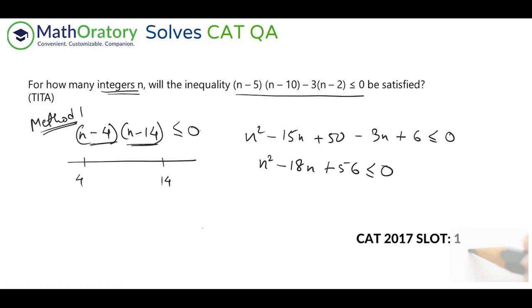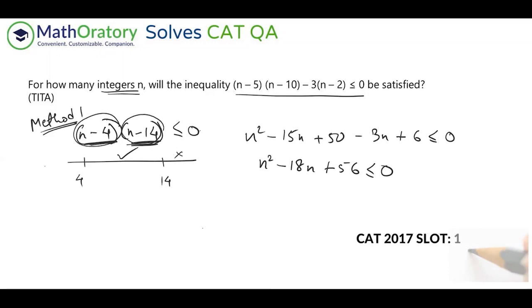If you have n greater than 14, then this will be positive, this will be positive. So it doesn't satisfy this condition if n is greater than 14. Now, if n is lying between 4 and 14, then this part will be negative and this part will be positive. So this will be negative in nature. So this part is satisfied. I don't have to mention, I believe, that n equal to 14 and n equal to 4 is also satisfying.